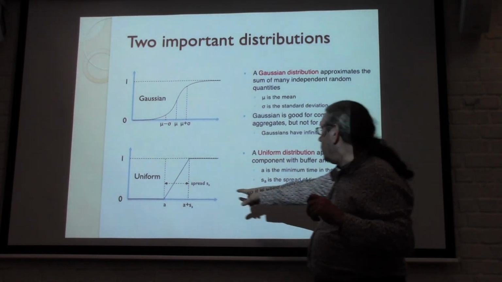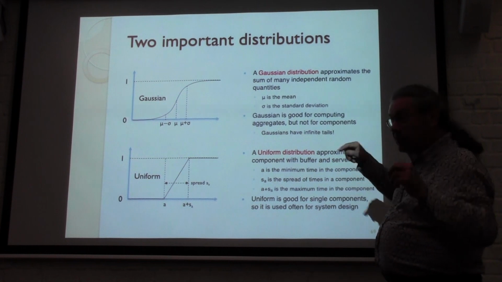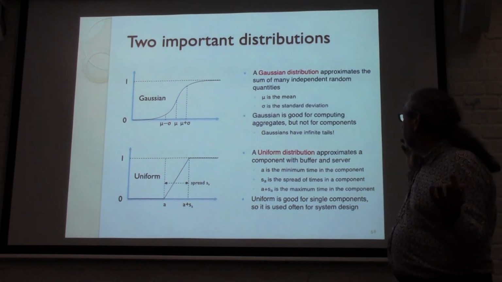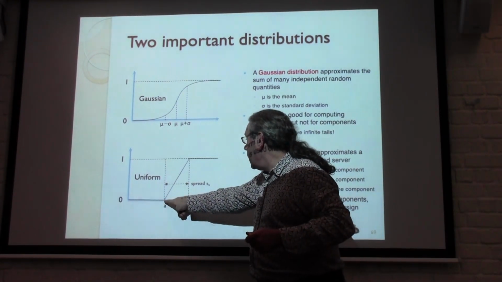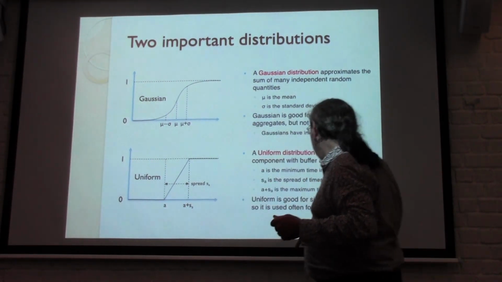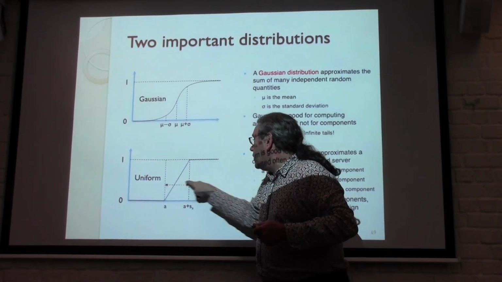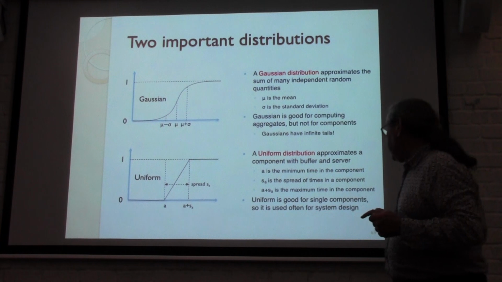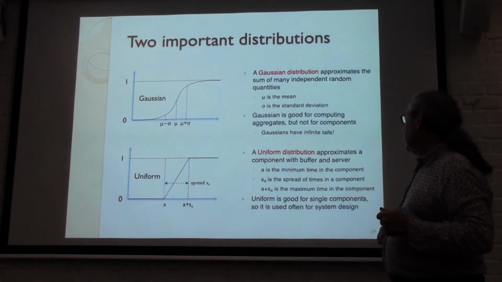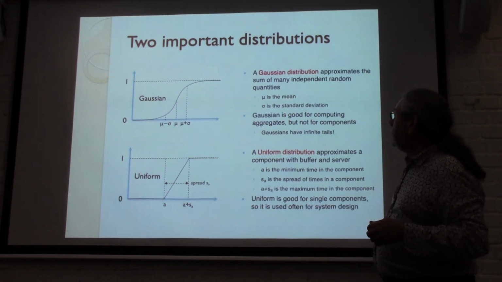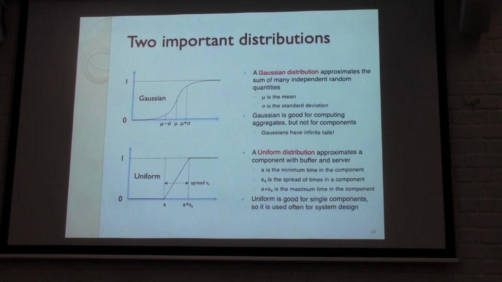So you have the second one, which is uniform, which is a nice one. It approximates a typical component. So A is the minimum time in the server. Then you have some density, so the time will be somewhere in between A and A plus SA. So this is good for single components. So uniform is used a lot. Gaussian is good for aggregates, okay?